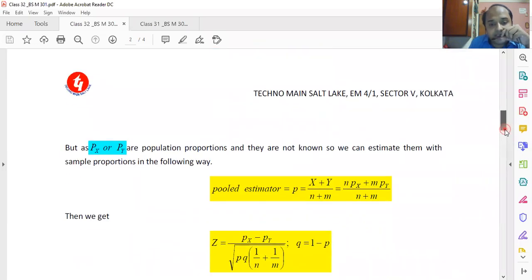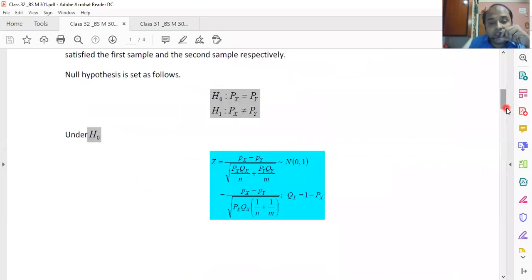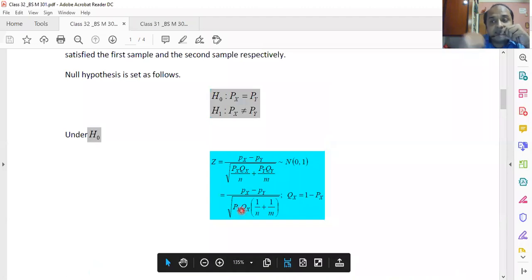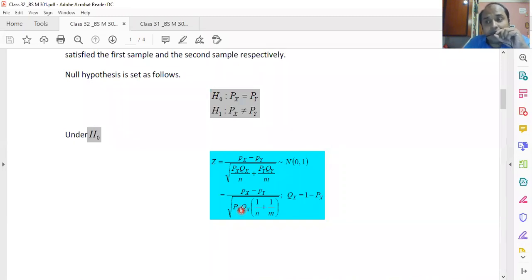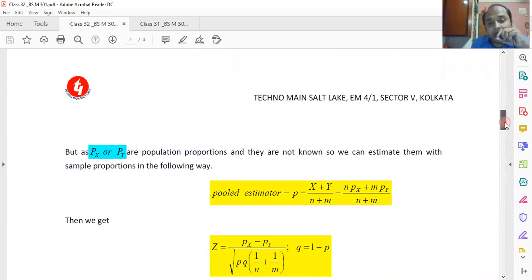Now, after this, we have to think about Px. Px is the population proportion. I have said that Px and Py, these population proportions, are the same, but I do not know the value of the population proportions. So how can I write the value of the population proportion over here? To help in this regard, we use the pooled estimator. The pooled estimator is given by the following formula.